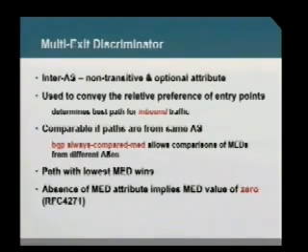Used to convey the relative preference of entry points to the network, it determines the best path for inbound traffic. It's only compared if paths are from the same AS. But, well, you know, in the usual case, you have some people saying, oh, well, but we want to use it to compare paths from different ASs for the same prefix. So, well, Cisco then added the knob BGP always compare MED, and that allowed comparisons of MEDs from different ASs, because some people needed that functionality. Path with lowest MED wins. Absence of the MED attribute implies an MED value of 0, according to the RFC.